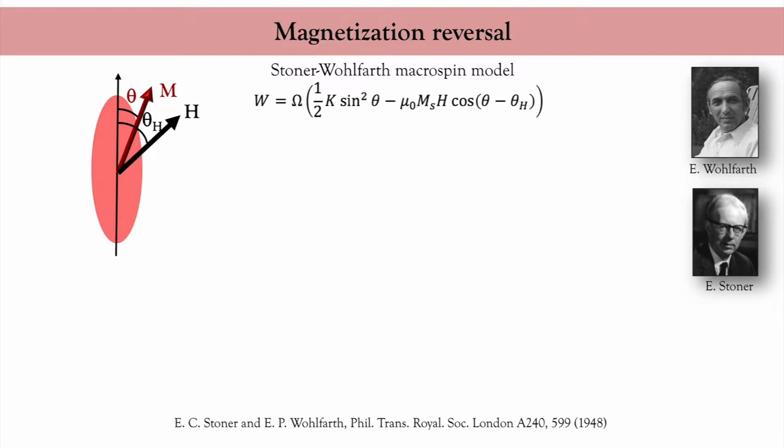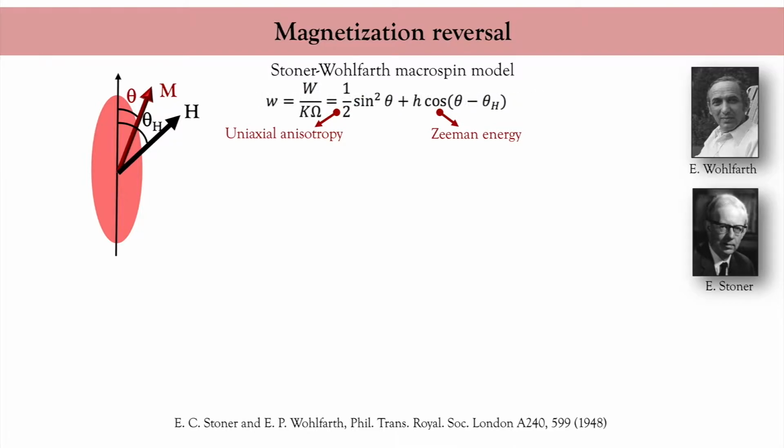The magnetic energy of this particle is composed of two terms, the uniaxial anisotropy and the Zeeman energy. Here, theta is the polar angle of the magnetization with respect to the easy axis, and theta h is the polar angle of the external magnetic field. Notice that we consider our particle has cylindrical symmetry, so that the azimuthal angle does not play any role here. Before starting our calculation, we will normalize the energy this way to obtain a tractable reduced energy.